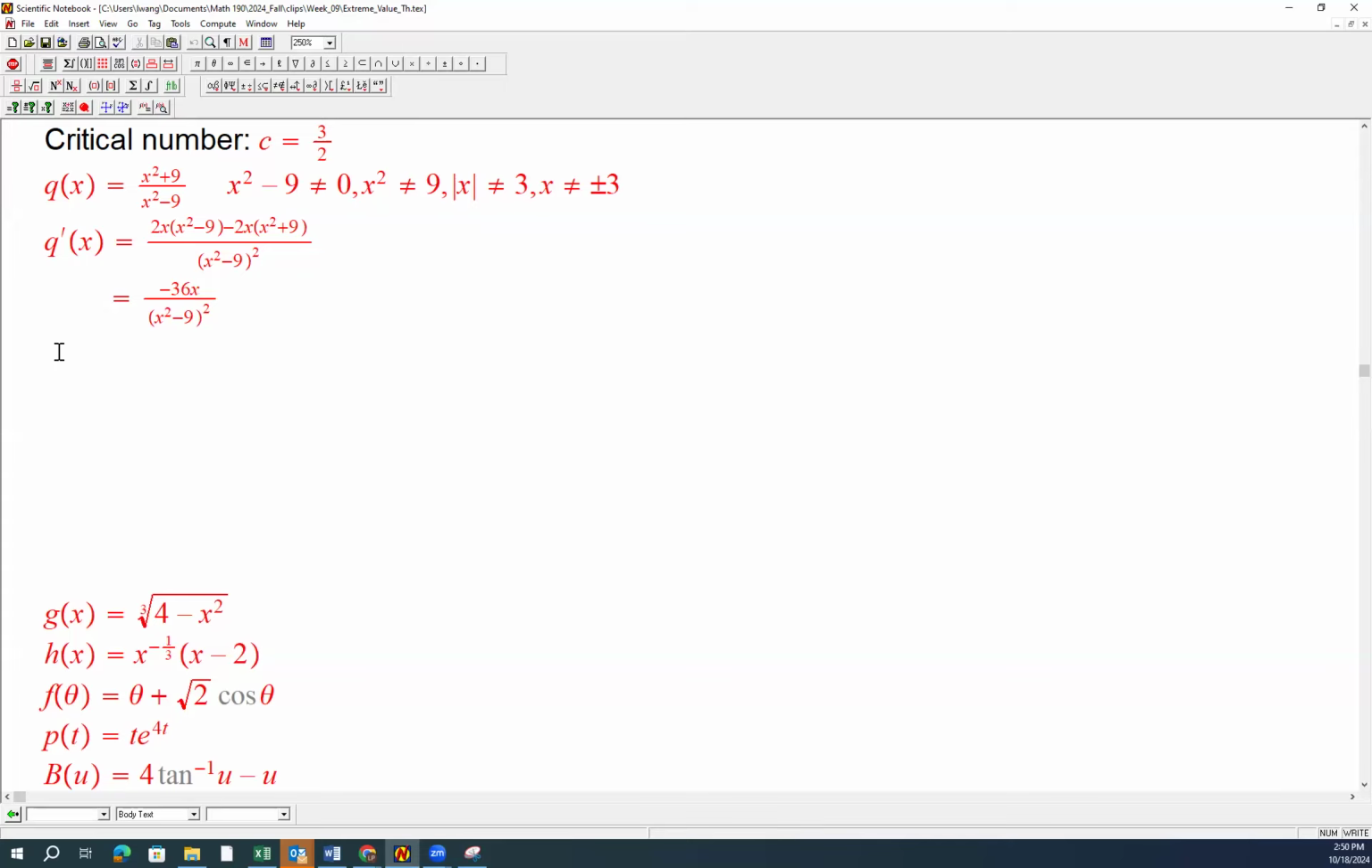To find critical numbers, we're going to set Q prime of x equal to 0. Denominator cannot be 0. So the only chance where we get the critical number is x equals 0. 36 is never going to be 0. So that's our critical number.